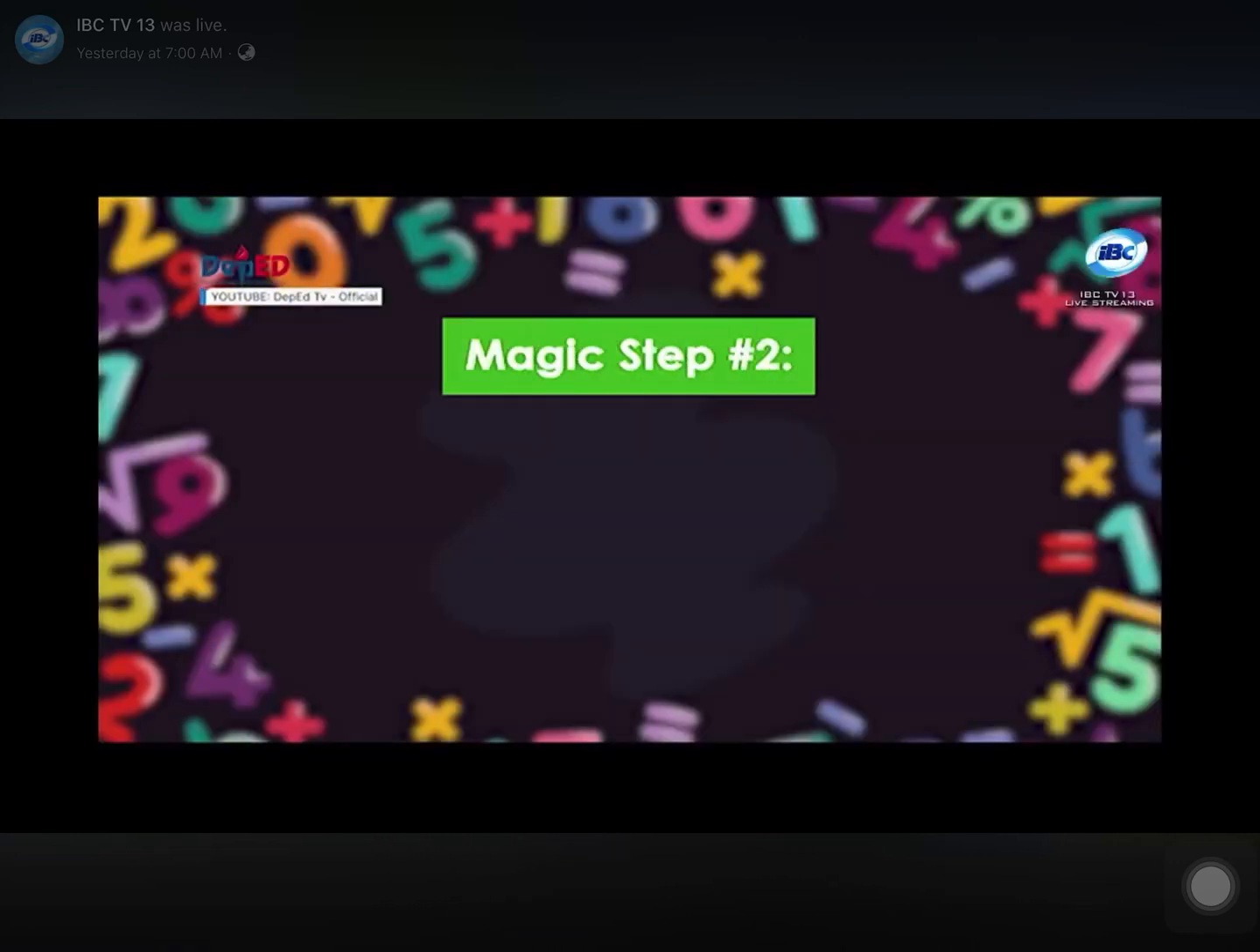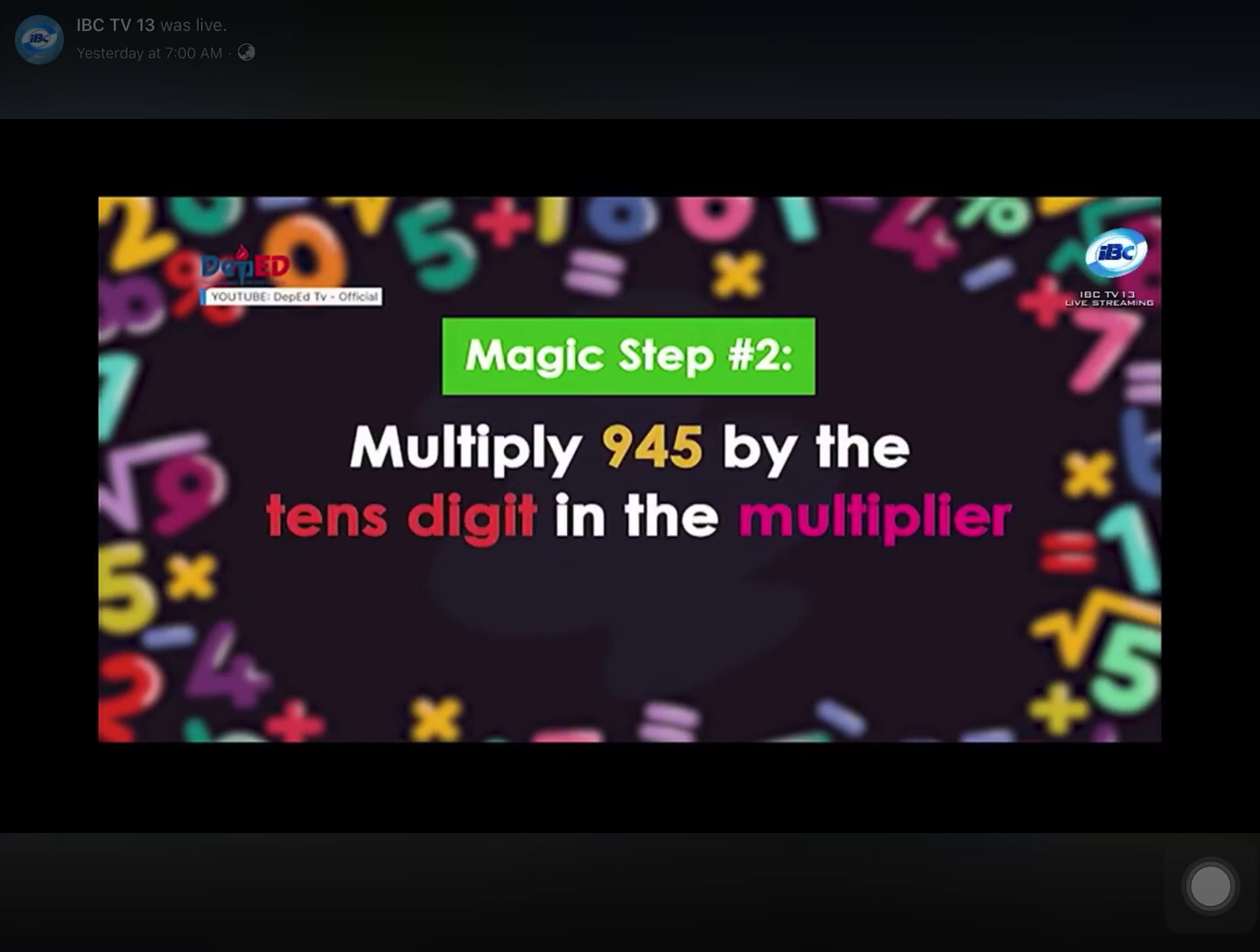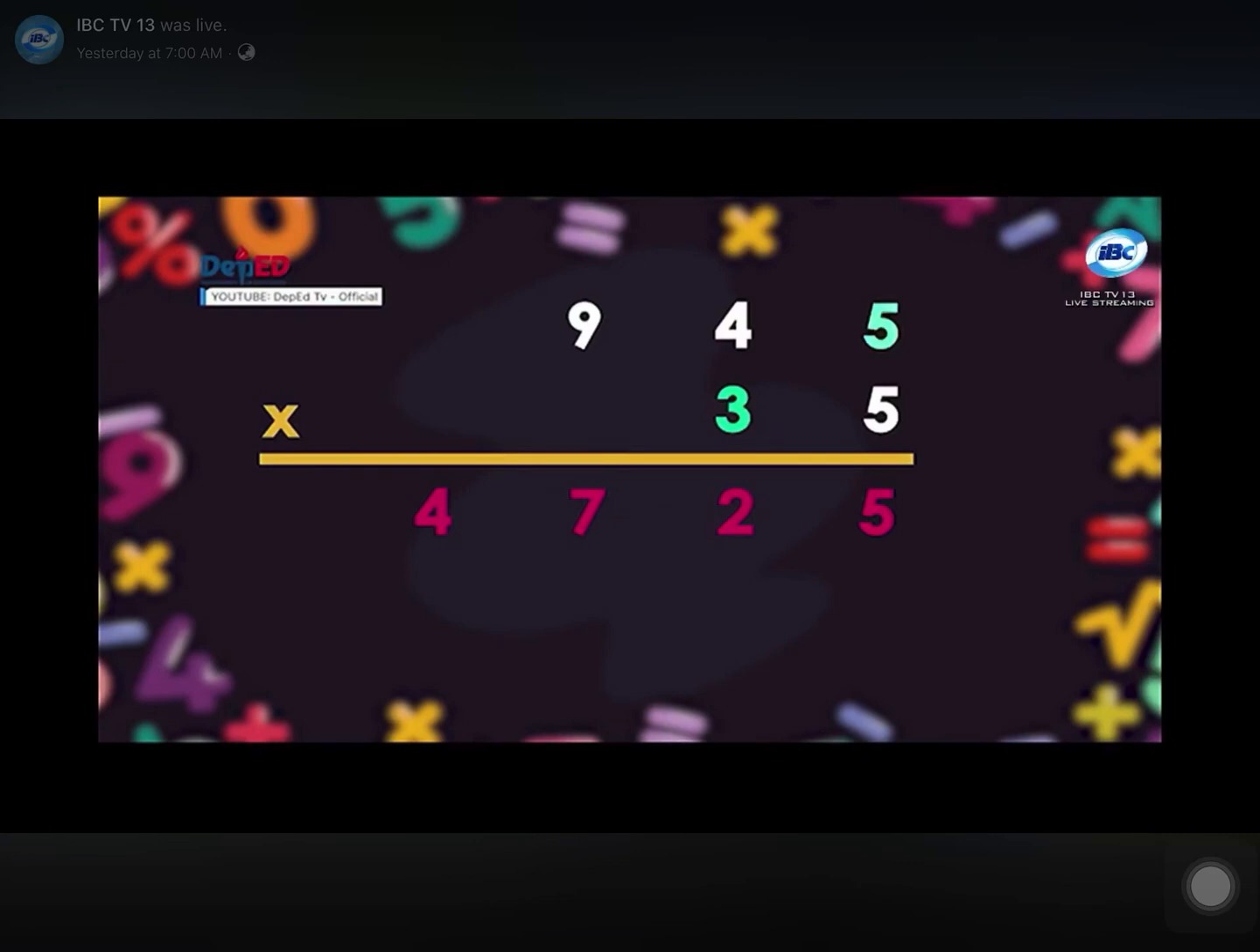Magic step number 2. Multiply 945 by the tens digit in the multiplier. 3 times 5 is 15. Write down 5, carry 1. 3 times 4 is 12. Plus 1 is 13. Write down 3, carry 1. 3 times 9 is 27. 27 plus 1 is 28. Write down 28.